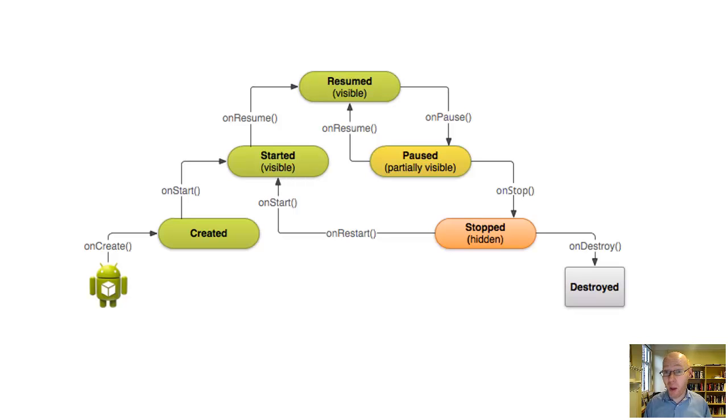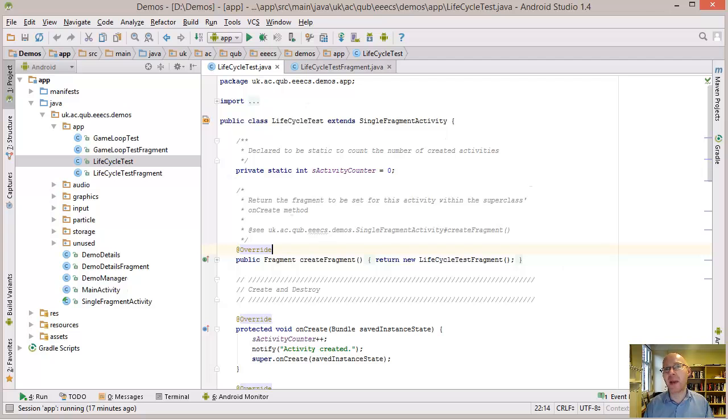But if you have a more complex activity, or a more complex app with different activities and different fragments, each of them will have their own life cycles. So let's have a look at some demo code to illustrate this. This will be sent out as available from Downloading Queens Online.